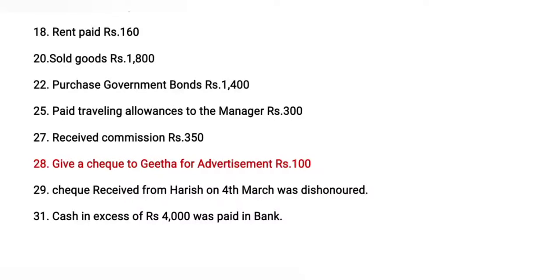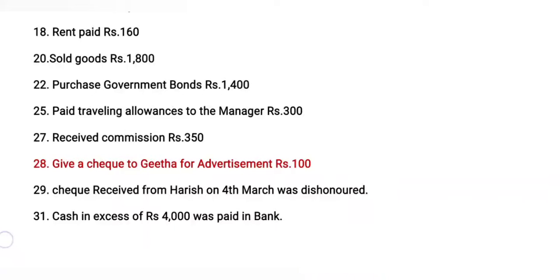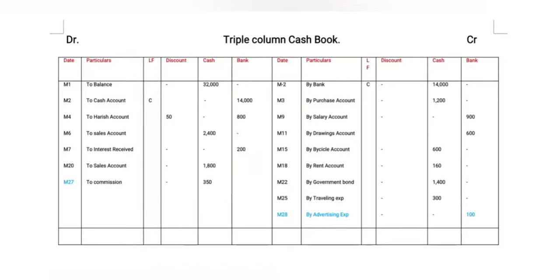28th March, gave a check to Geeta for advertisement, 100 rupees. Here the amount is going out of the business with the check. That's the reason we are going to the cash book credit side, bank column. In the date column, March 28, by advertising expense through the check. That's why we are going to the bank column, 100 rupees. This transaction is completed. Now we are going to another transaction.